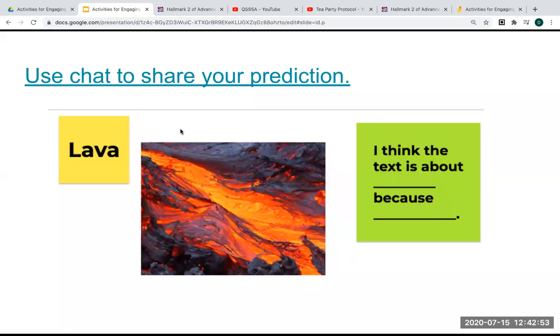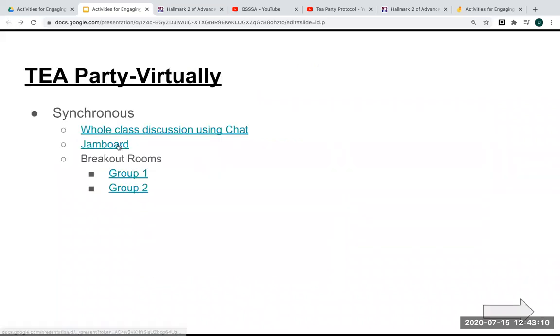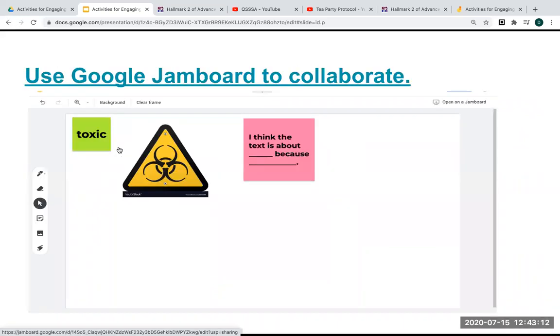Then you would ask students to use the chat, either in Google Classroom Meet or on Zoom or another platform, to put their prediction in the chat. You can then also have students go into breakout rooms to further their discussion. You can also use Google Jamboard to collaborate. This session was previously held live, and I'm going to show you what the educators in that session were able to come up with.